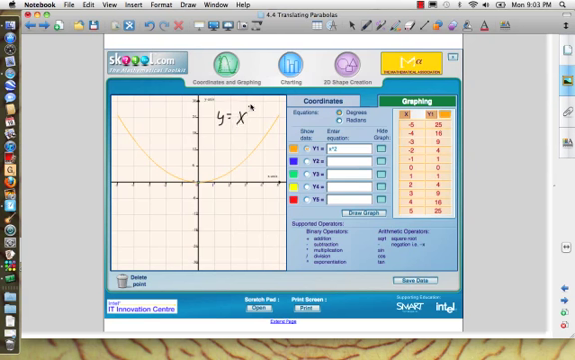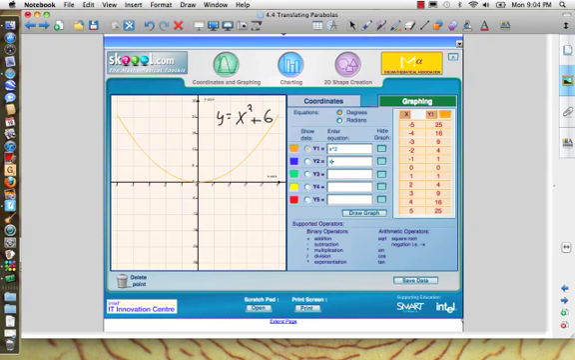x squared plus 6. Okay, so I'm going to enter that here. Y equals x to the power of 2 plus 6. Okay, so notice in blue, when we added 6 at the end of the equation, the blue graph is now 6 units higher than the original graph of y equals x squared.